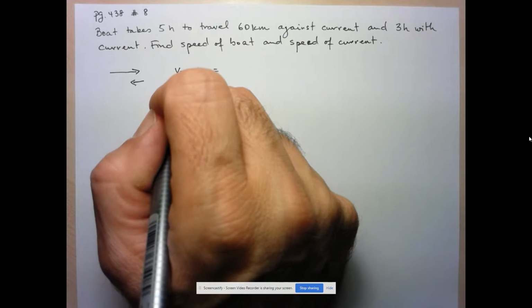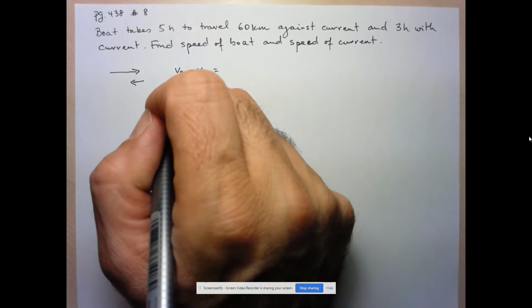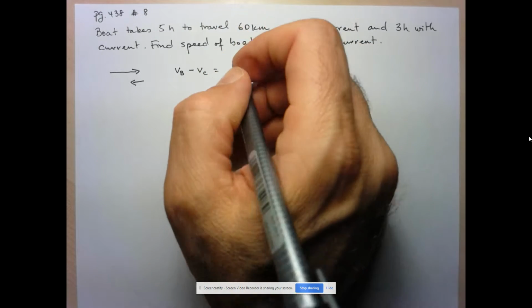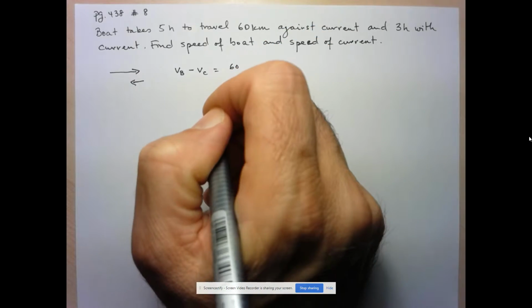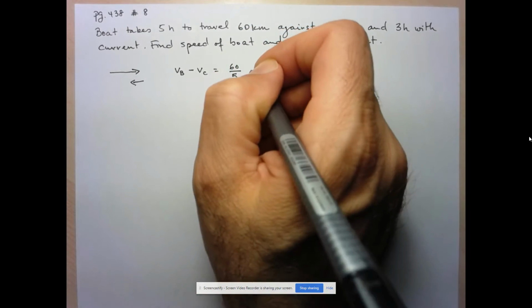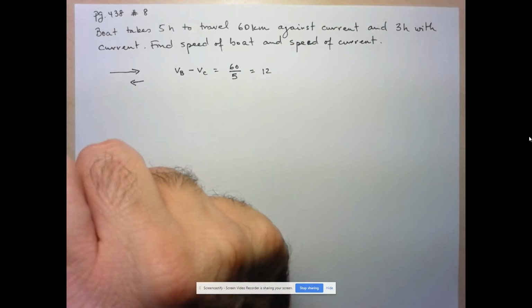Well, they're not giving me the speed, but they are giving me the distance and the time. And of course, speed is equal to distance over time. So this had a distance of 60 kilometers divided by 5 hours. So that's just 12 kilometers per hour.